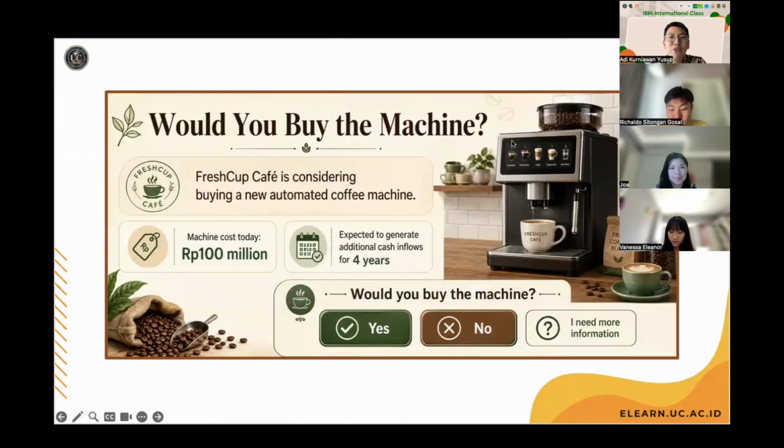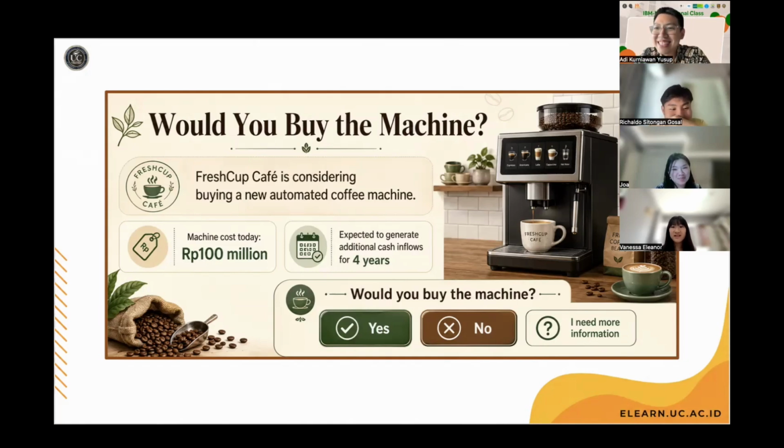Okay, before we start, I have a question for you. So, there is Fresh Cup Cafe. Fresh Cup Cafe is currently considering buying a new automated coffee machine. And the machine costs 100 million rupiah today. Okay, now please expect that it generates additional cash inflow for 4 years. My question is, would you buy the machine?